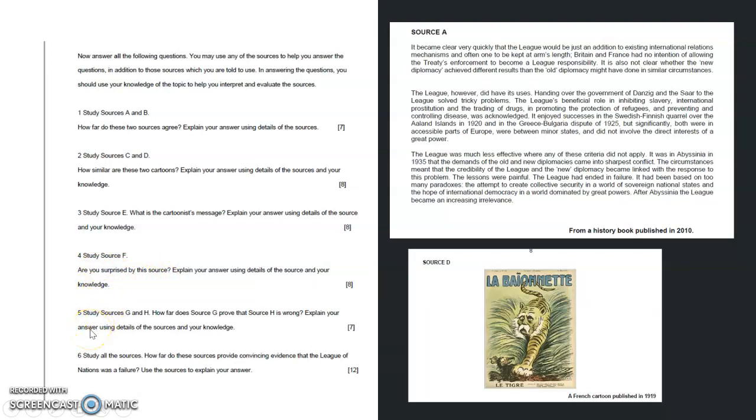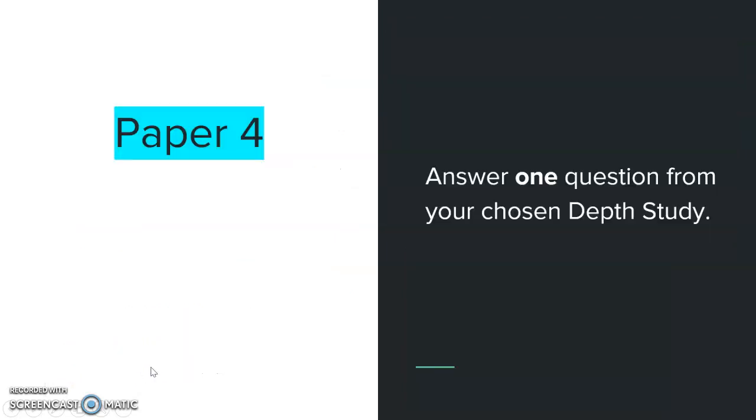For number 5, how far does source G prove that source H is wrong? For this one, you have to evaluate both sources G and H. How does source G prove that source H is wrong? So you have to evaluate both sources and then explain the answer, deploying and providing knowledge of the content. Why?